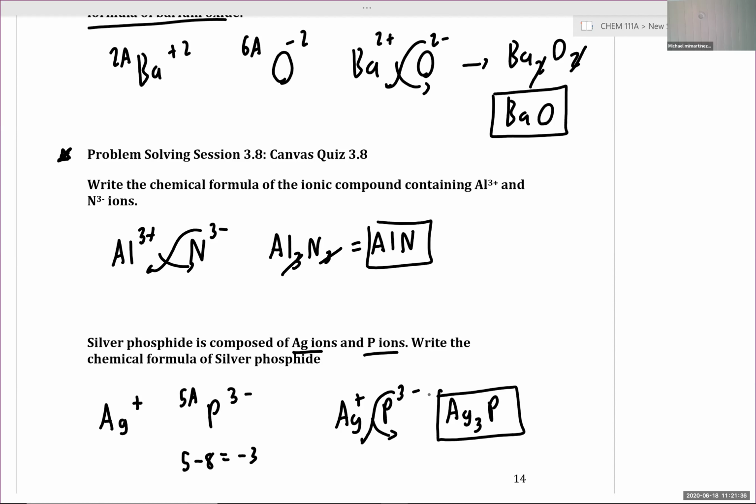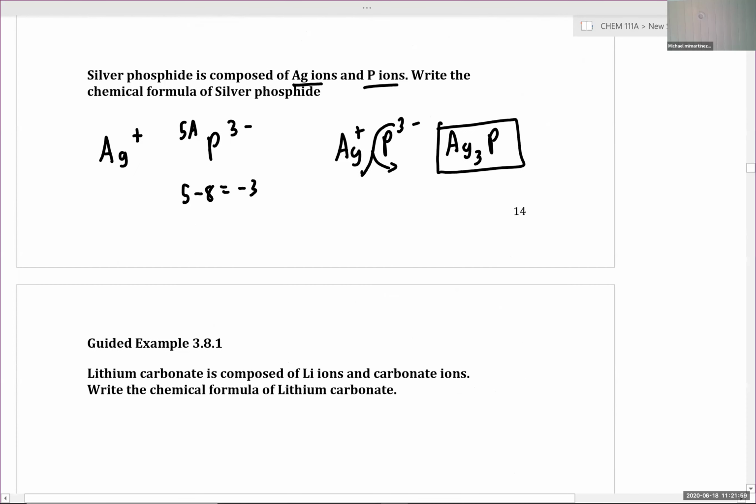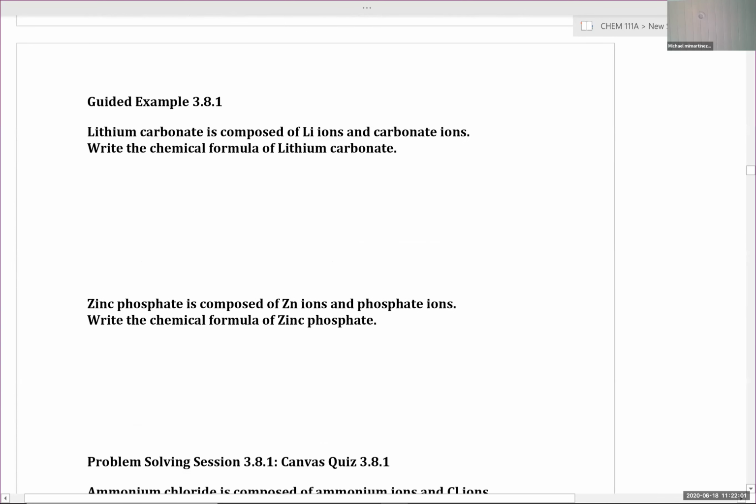Any questions on these examples? If not, let's continue on with this by working on a few more examples.